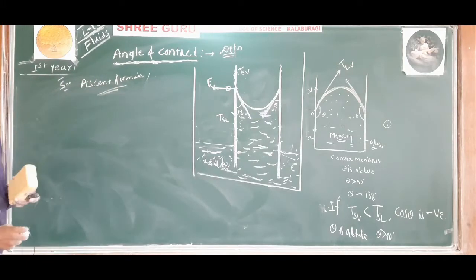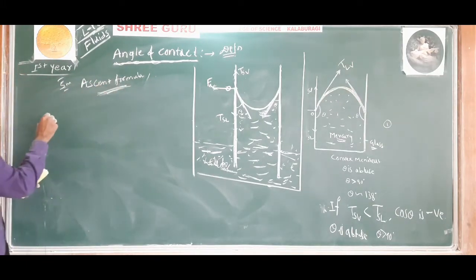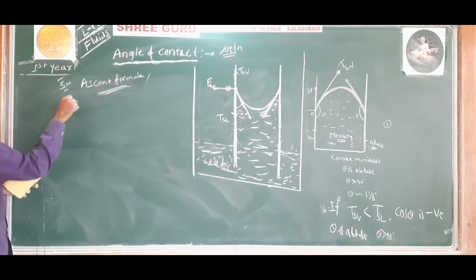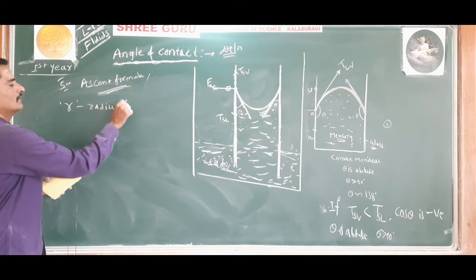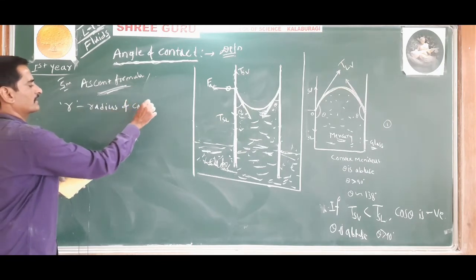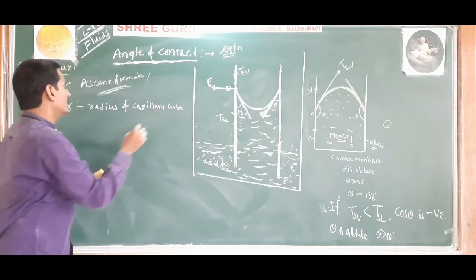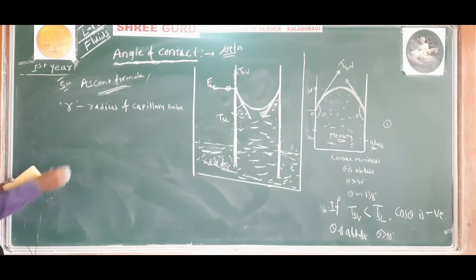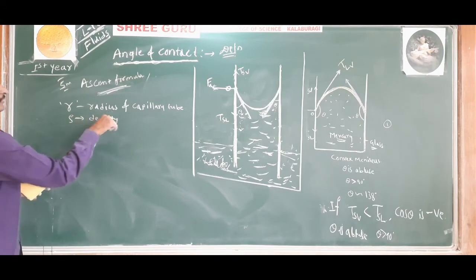So now I am deriving the ascent formula. Let us consider a capillary tube of radius r, and it is dipped in a liquid of density rho.